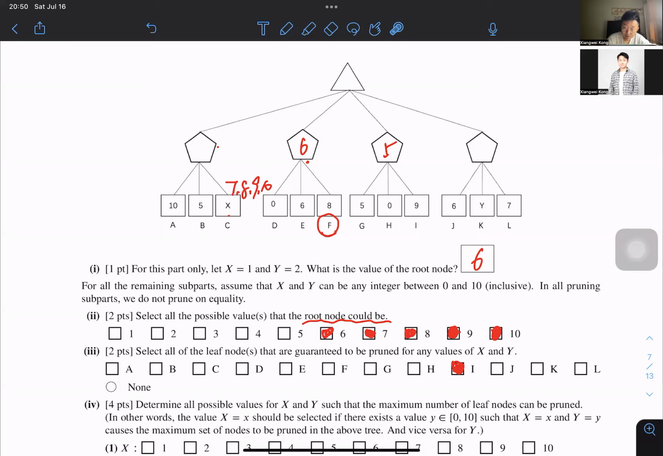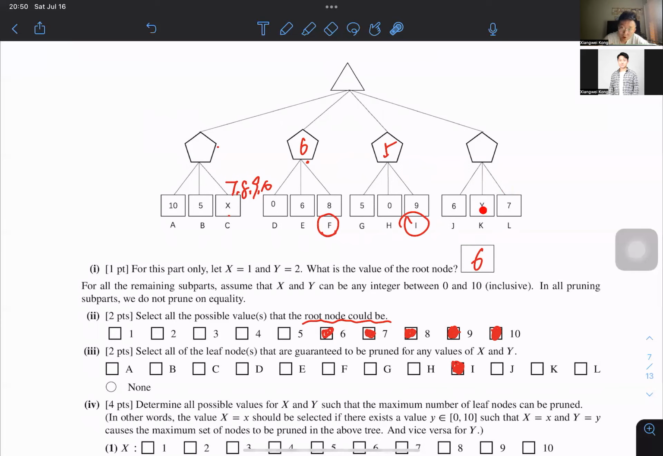And we follow that. We can see G is 5 and H is 0. This also gives a bound to this medianer, which says the maximum value for this will be 5. And so 5 is also smaller than 7, 9, 10. So we can also prune I in this case. And then we go to Y. If J is 6, K is Y, then we cannot prune J, but Y can be anything, but we want to prune L if it's possible.